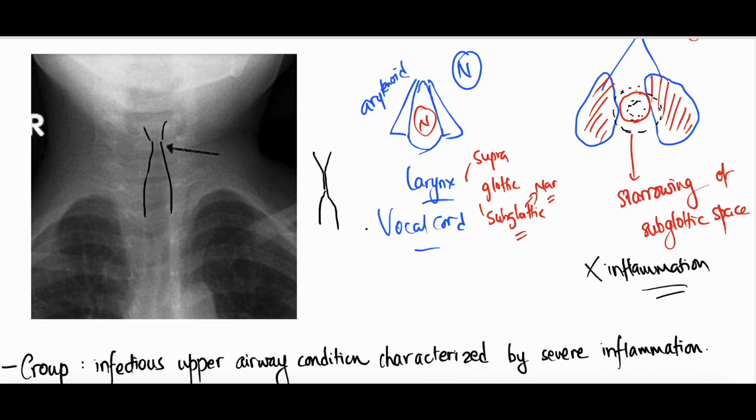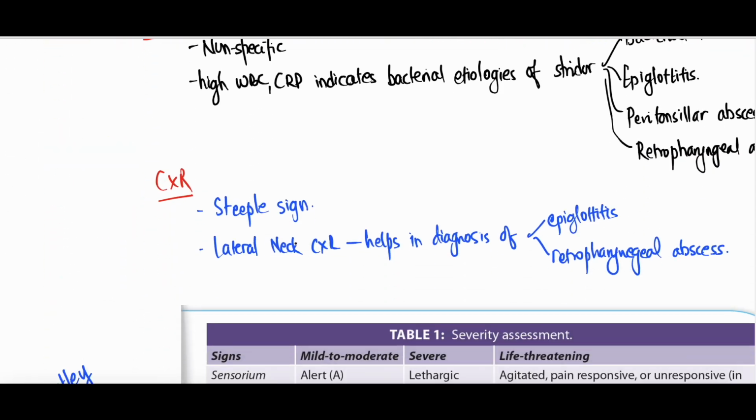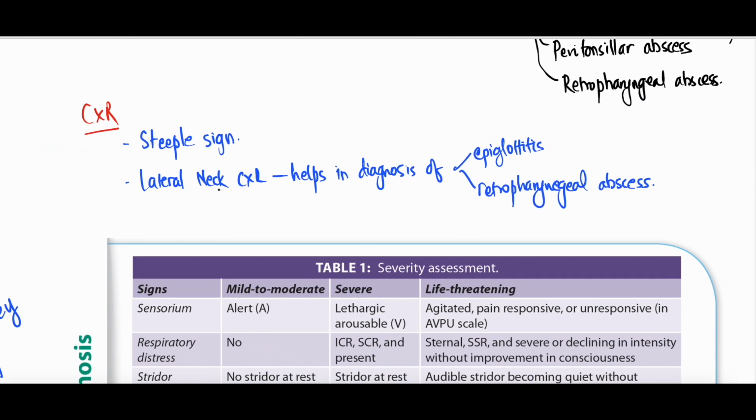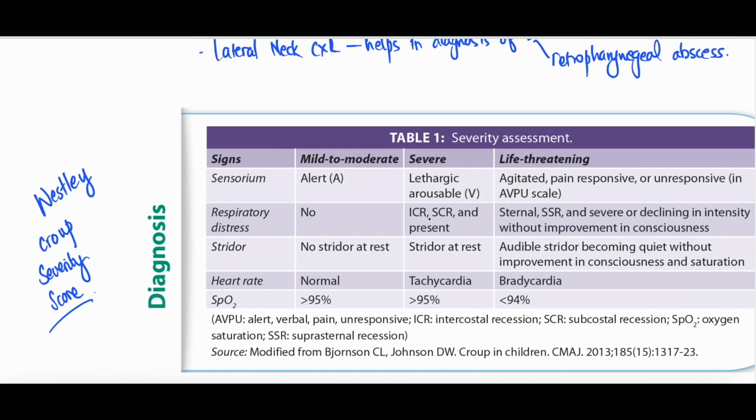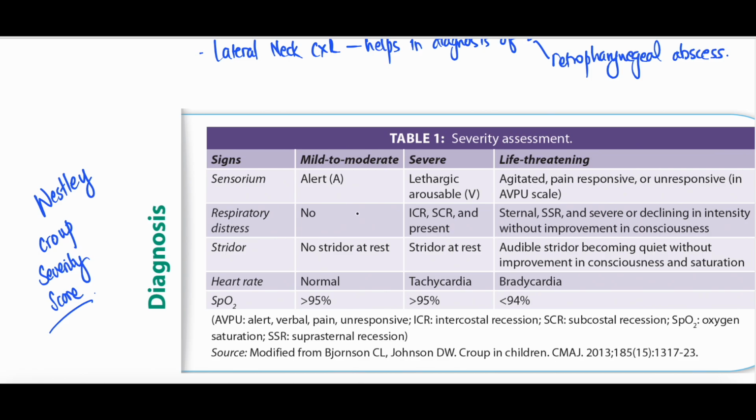But we don't have to do a chest x-ray in all the cases. Just an AP or lateral x-ray can help in the diagnosis of epiglottitis and retropharyngeal abscess and severity. In our clinical practice, we use the Westley Croup severity score to categorize the severity of croup.